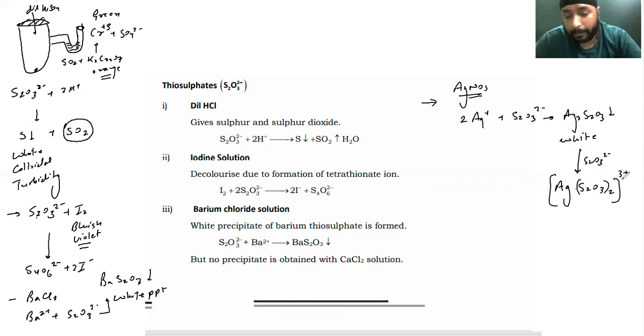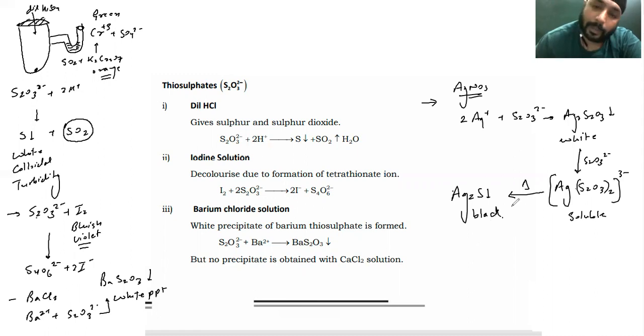No, sorry, not 3 plus, it'll be 3 minus. It'll be soluble. Now understand that on standing the solution, or on heating, this complex will undergo dissociation to form Ag2S, which is black in color. So I guess you understand what is the nature of reaction of AgNO3.